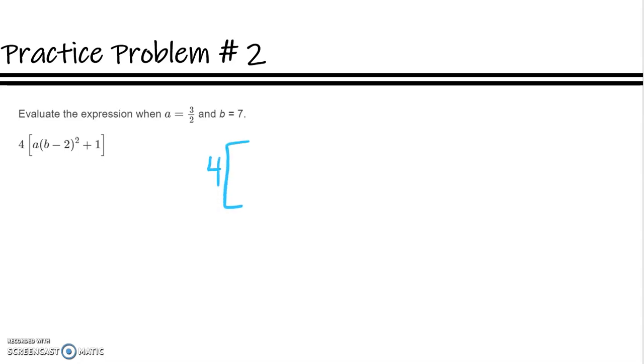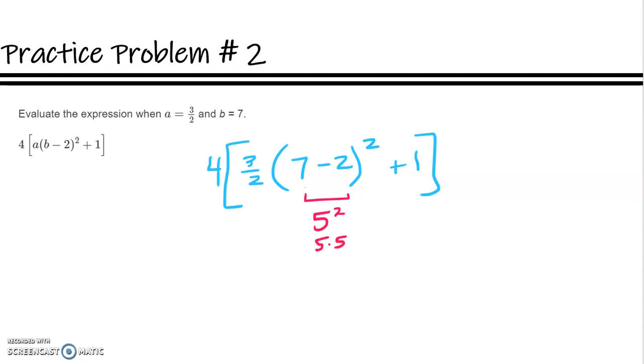So I don't know if you've seen brackets yet, but brackets are another type of grouping symbol, and I will explain in just a second. Let me plug everything in. Okay, so you'll see I took out A and I took out B and I plugged in their values. So the first thing I have to do are my parentheses. Okay, and then whatever this value is, it's going to be squared. So 7 minus 2 is 5. 5 squared is 5 times 5, which is 25.